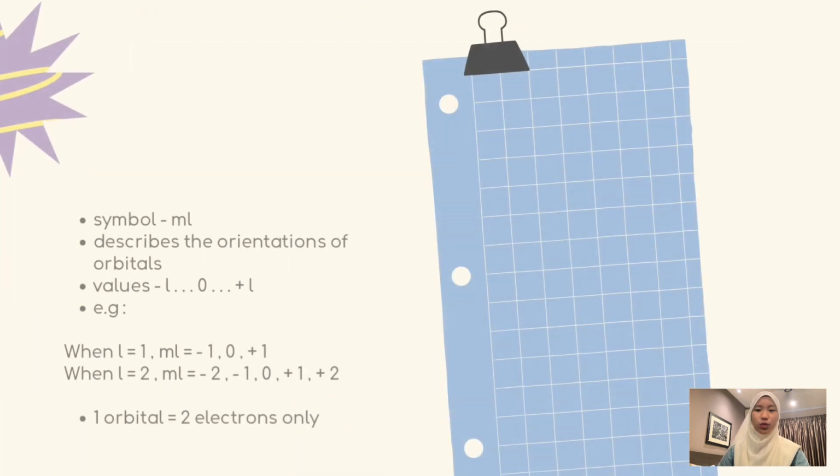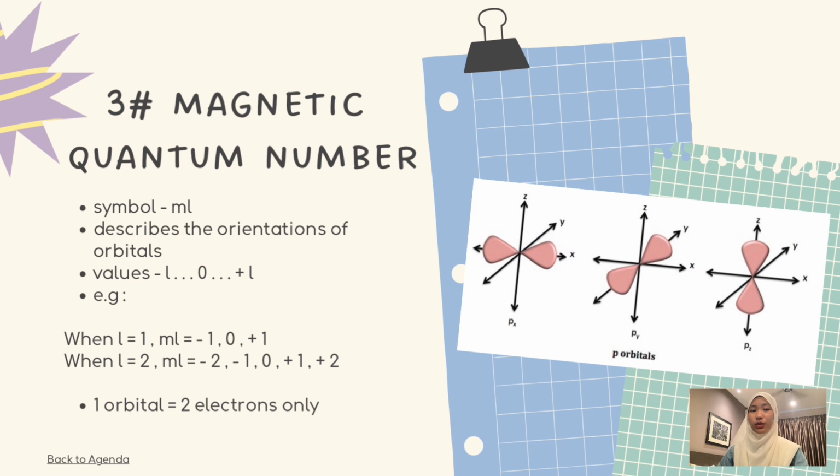Okay, next, we continue with the magnetic quantum number. The symbol is ml. It describes the orientation of orbitals. The values go from negative L, through 0, to positive L. For example, if L equals 1, the magnetic quantum number is negative 1, 0, and positive 1. If L equals 2, it is negative 2, negative 1, 0, positive 1, and positive 2. As shown in the pictures, the p orbitals are also represented by the subscripts px, py, and pz, which show the orientation of the orbitals.